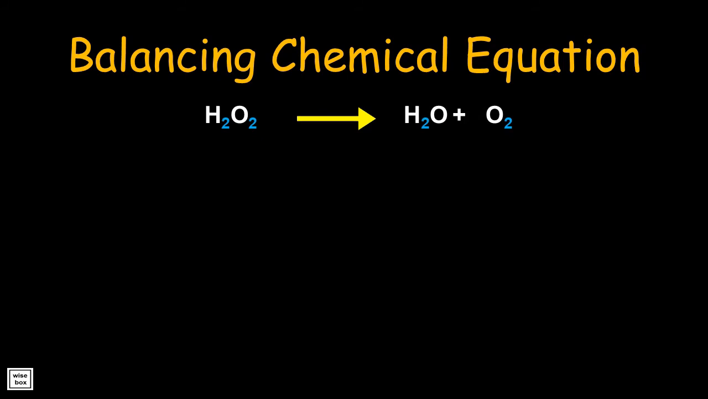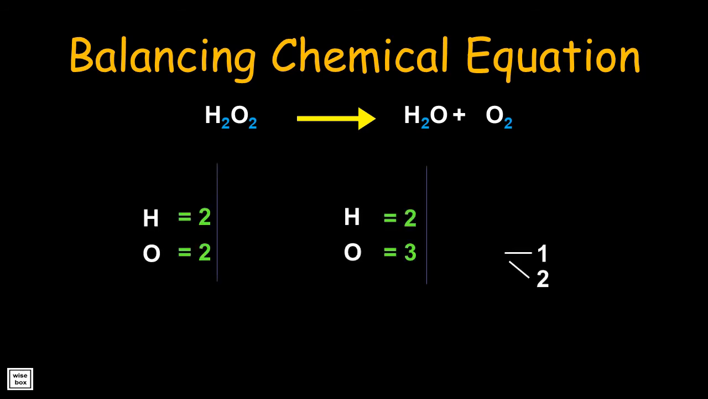Let's try to balance the decomposition reaction of hydrogen peroxide. Again, simply write all the atoms present. There is no carbon atom, so we begin with hydrogen, and then oxygen. Then, indicate the number of atoms for each element, based on their subscripts. Now compare the atoms on the left and the right. The hydrogen atoms are already equal, but the oxygen are not.